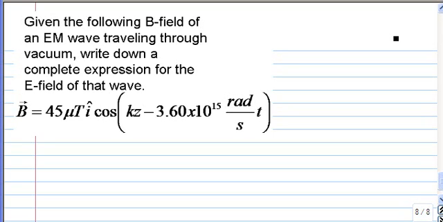In this problem, we're given the specifications for the B field of an electromagnetic wave, and we're asked to write down a complete expression for the E field of that wave. One of the first things that we're going to need to do is to calculate the value of the wave number k. There's a couple of different ways that we can do this.